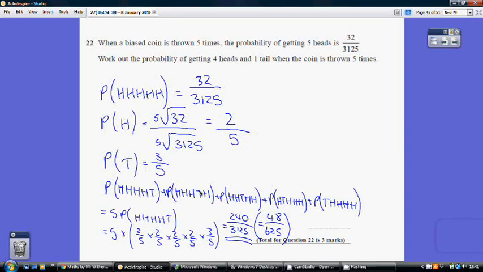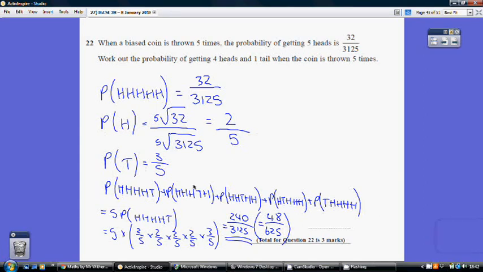So 5 times. Now there are 5 ways we can get 1 tail. The tail can either come at the end, or second last, or in the middle, or second, or first. So there are basically 5 ways we can achieve this. Now each of these probabilities is going to be the same because they all comprise 4 lots of 2/5 being timesed together and a 3/5 being timesed to that once.